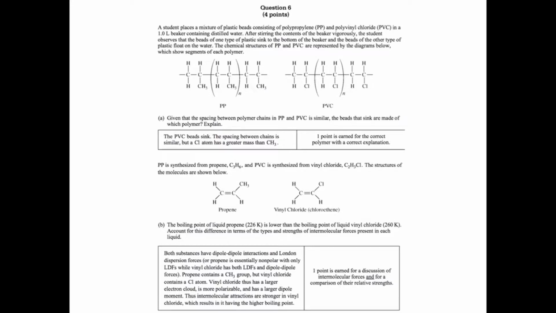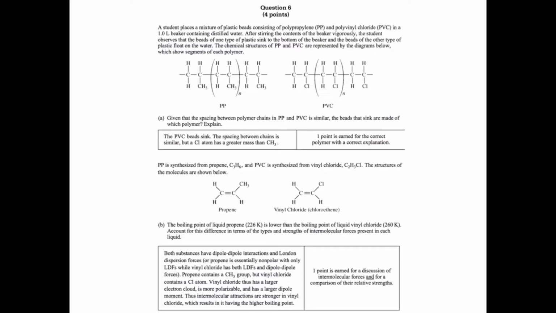Given that the spacing between the polymer chains in PP and PVC is similar, the beads that sink are made of which polymer? And explain. Well, since the spacing is similar, meaning the volume is similar, the one that would sink would be the one that's heavier. So since PVC has a greater mass because it has Cl versus CH3, then it's going to be the one that sinks. So you get 1 point for the correct polymer with the correct explanation.